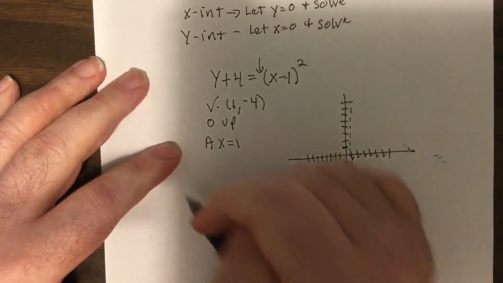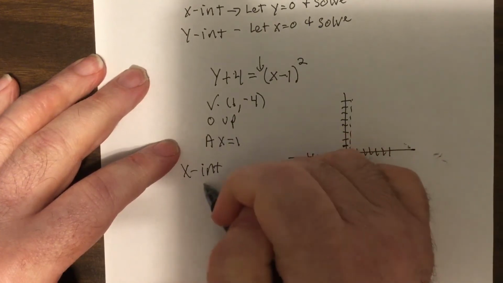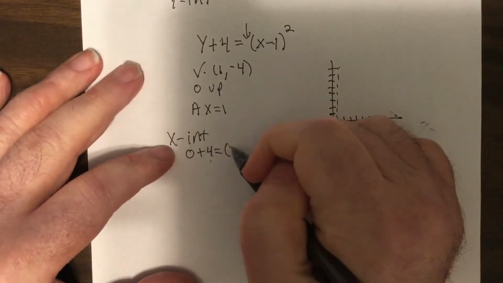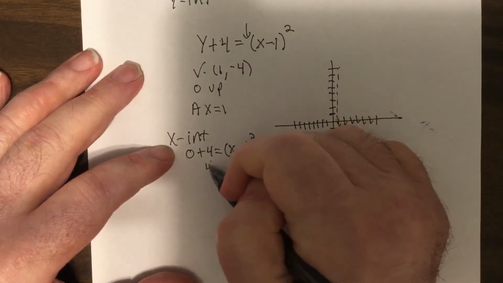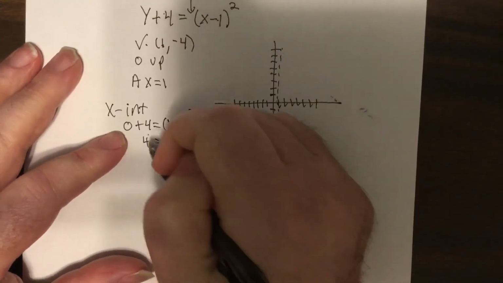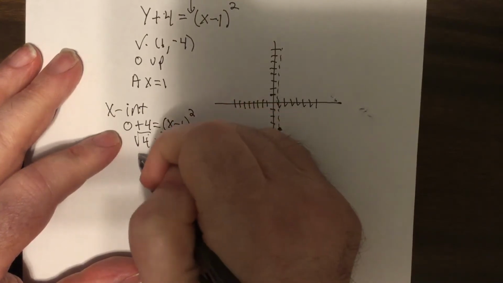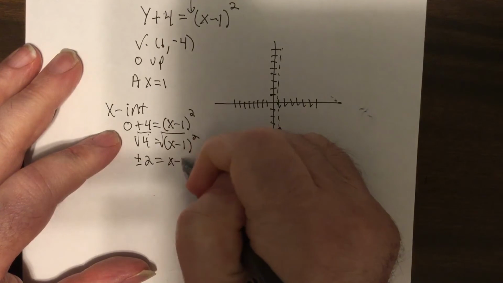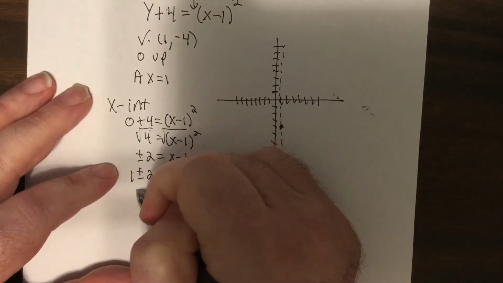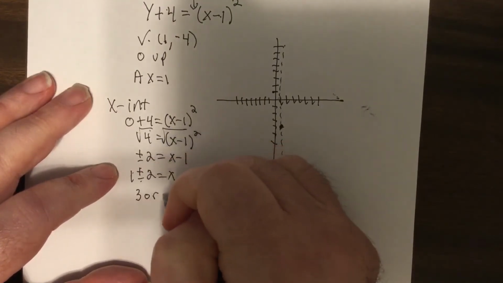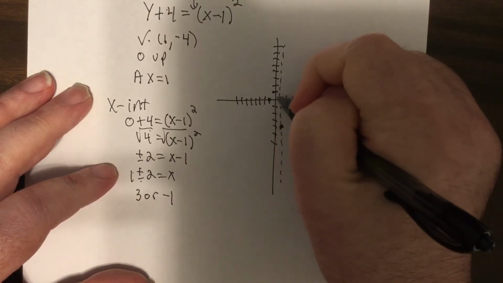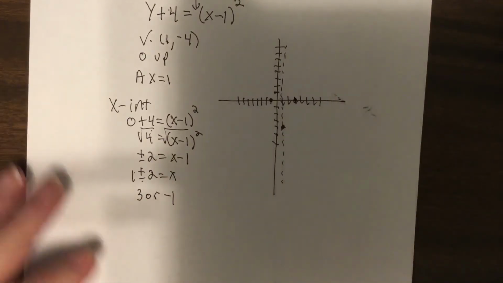Woohoo! So now I want to find the x-intercept. I let y be 0. So it'd be 0 plus 4 is x minus 1 squared. So 4 equals x minus 1 squared. So I'm going to square root both sides. So I'd have plus or minus 2 equals x minus 1. Add 1. So it'd be 1 plus 2 is 3, or 1 minus 2 is negative 1. So I'm going to put a dot at 3 and at negative 1. Notice they're both 2 units, this one on the left, this one on the right, from the axis.